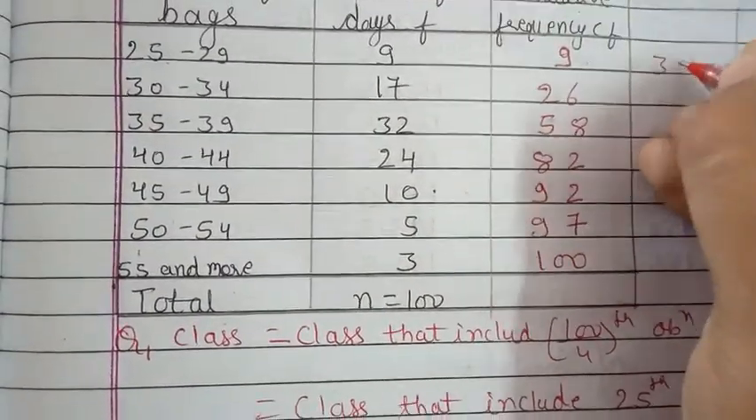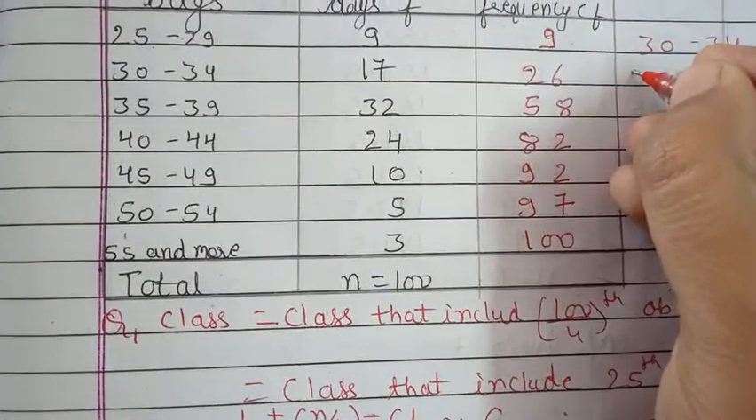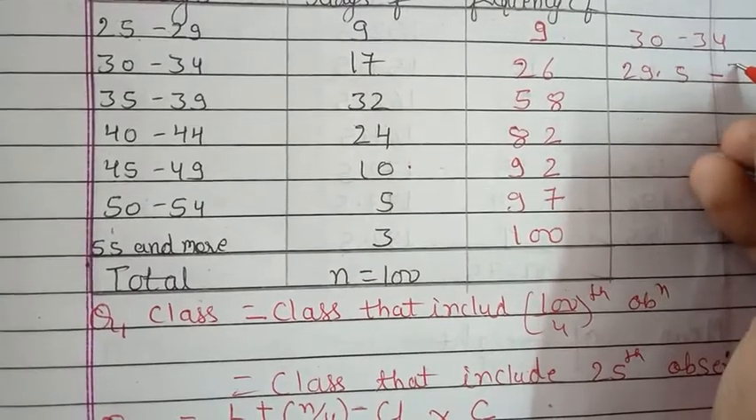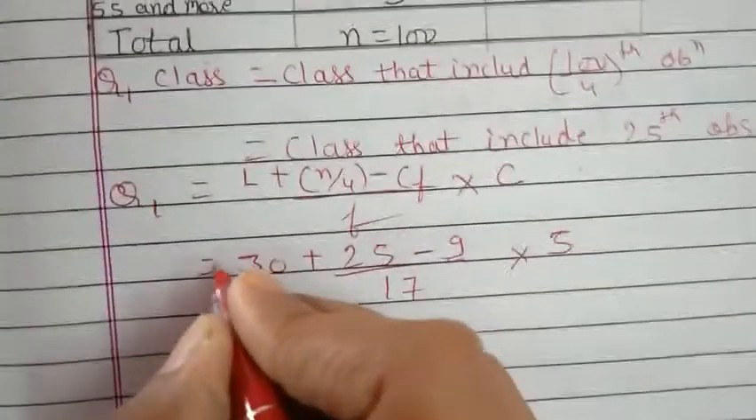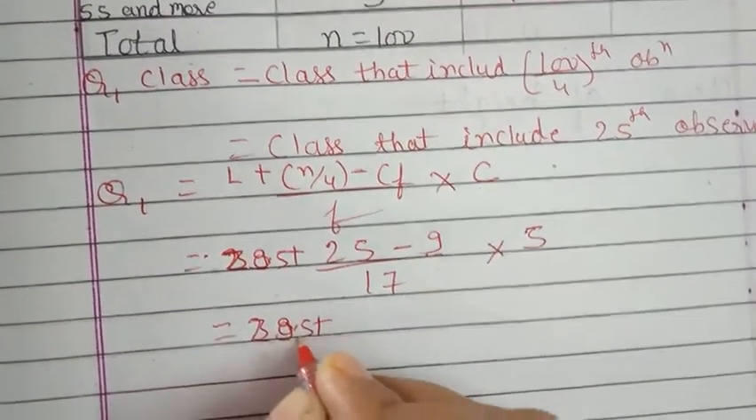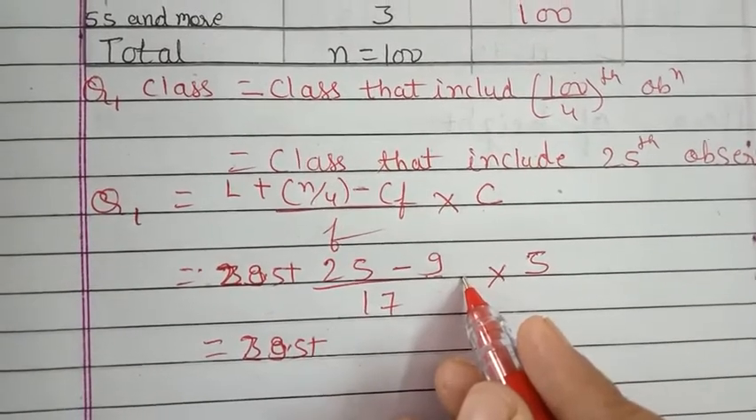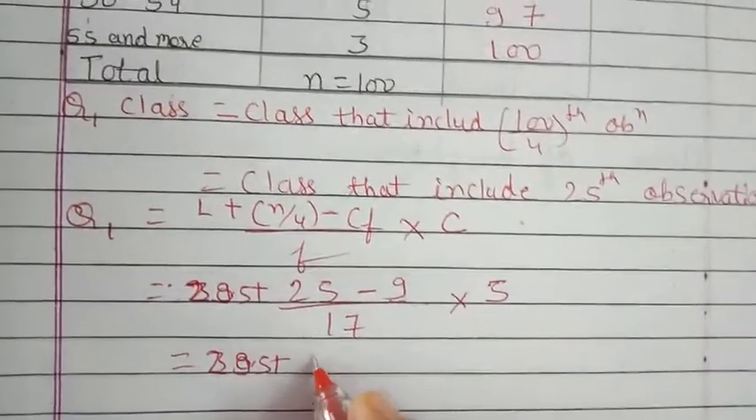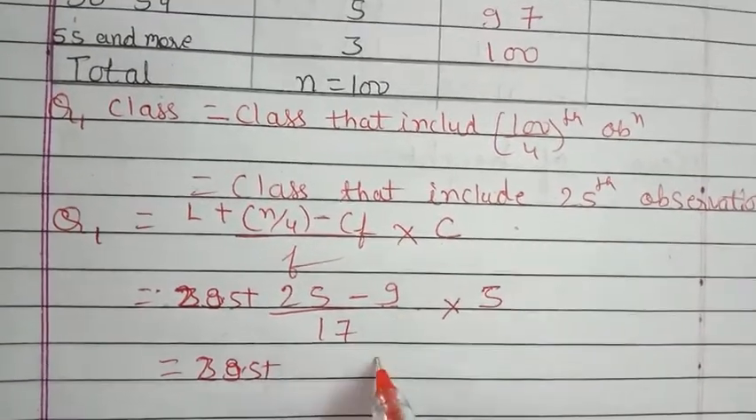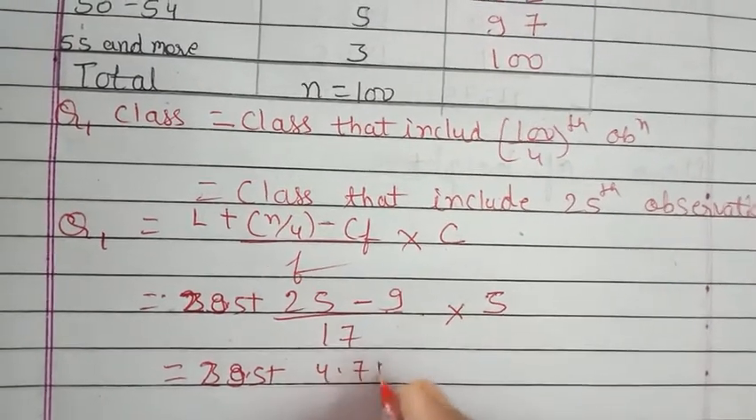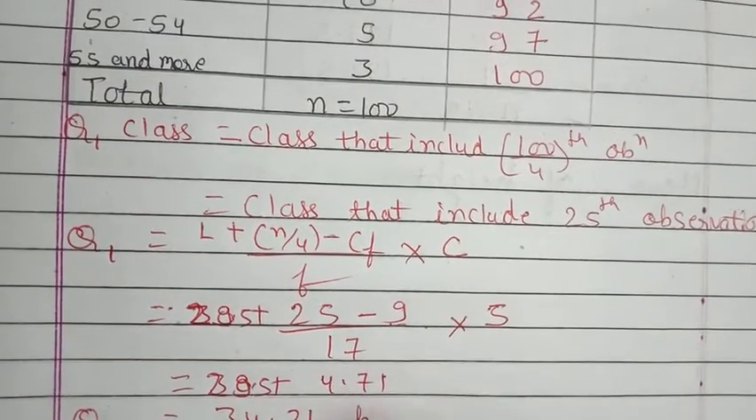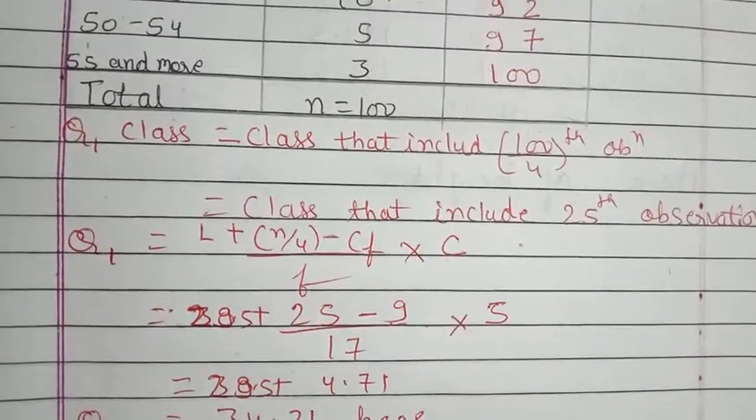Now the 30 to 34 class is given to you, so that will be 29.5 to 34.5. Here our L will be 29.5. Then 25 minus 9 is 16, and 16 into 5 divided by 17 will give you 4.71. So my Q1 is 34.21 bags. Now I have to find D4.